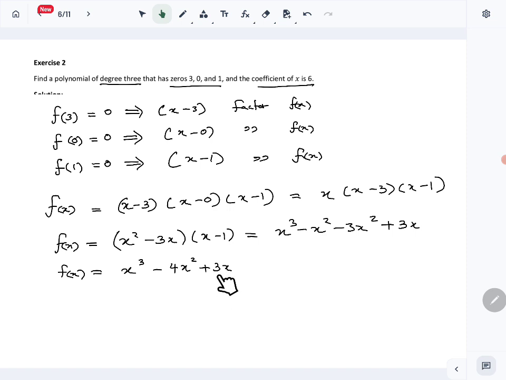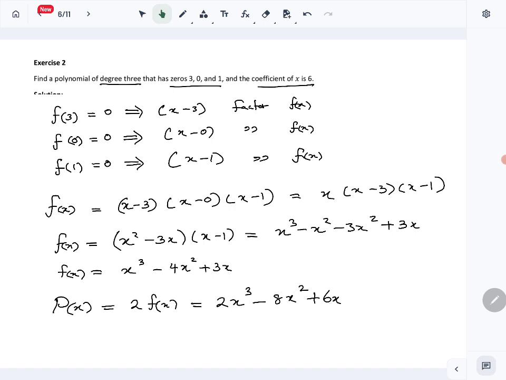It's 3. So the correct polynomial we want is what? 2 times f(x). We can take the correct polynomial as p(x), then 2x cubed minus 8x squared plus 6x. That is the polynomial we want. It has what zeros? 3, 0 and 1 as zeros, and it is degree 3. And now it has coefficient 6 at x. So that is the polynomial we want.